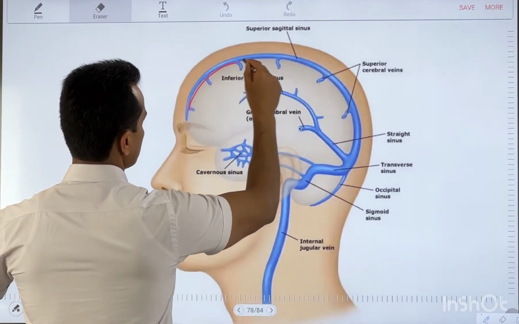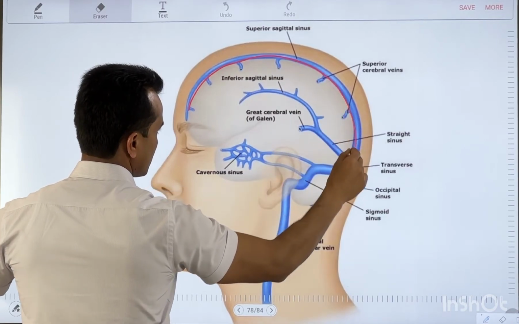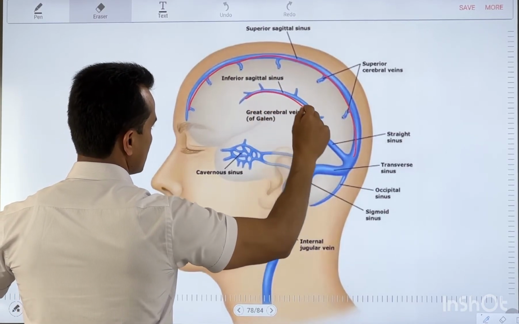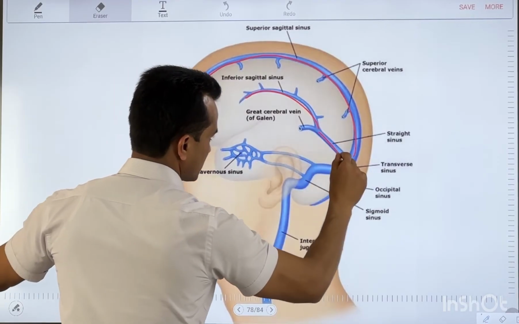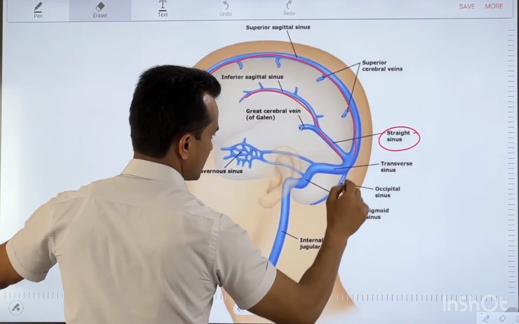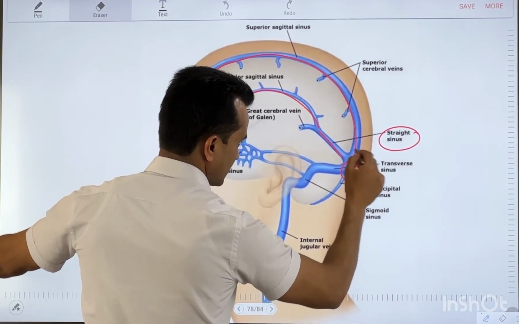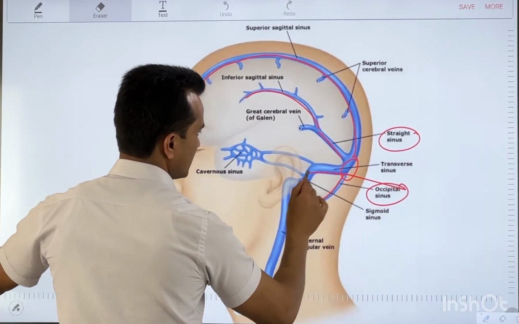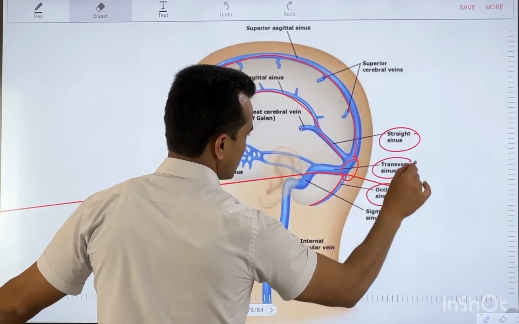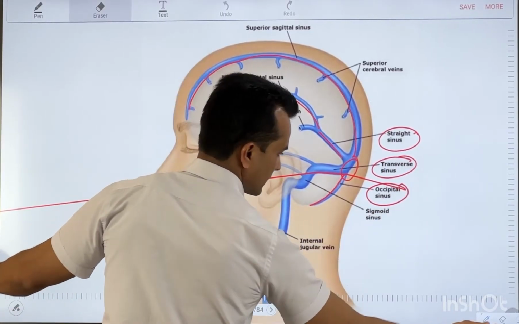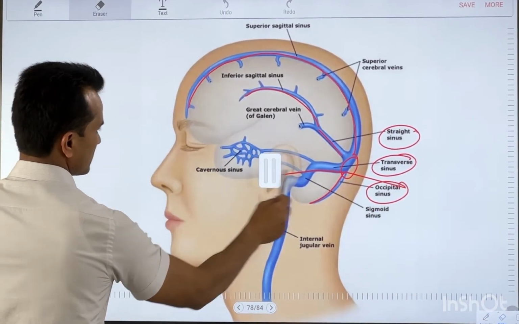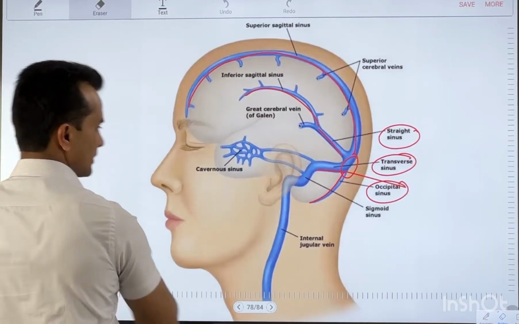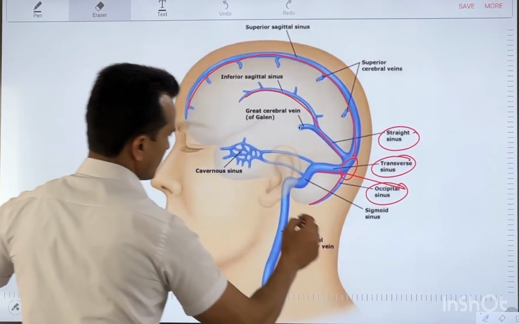The superior sagittal sinus is here. We have the inferior sagittal sinus, continuous with the straight sinus. Your straight sinus is here. This is the confluence point where all sinuses meet. From the posterior side you have the occipital sinus, and then this is your transverse sinus. The transverse sinus, I have told you, continues as the sigmoid sinus.